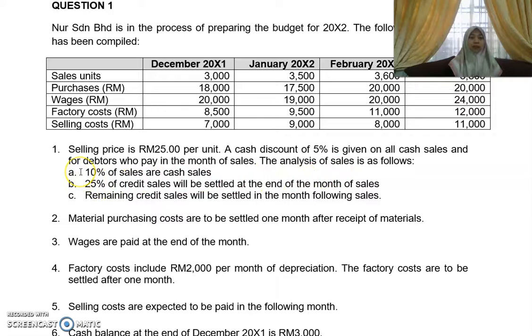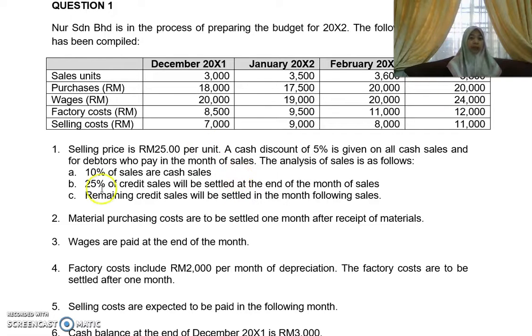For the sales, 10% are cash sales. So you will have two types of sales: one is cash, the other is credit. If you have 10% on cash, that means the remaining 90% will be on credit.